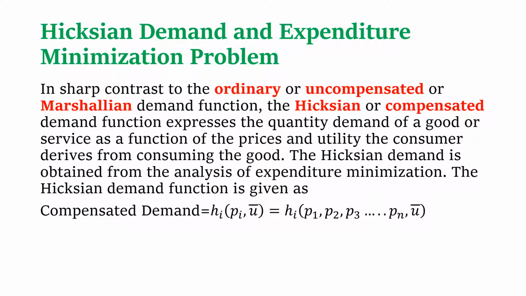So as a result here, the compensated demand function, or the Hicksian demand function, is just expressed as what? Quantity as a function of the prices and the targeted utility, or the utility of the consumer. As you can see here, the Hicksian demand function is denoted as h_i(p, ū), which is equal to h_i(p1, ..., pn, ū), assuming that the consumer consumes only n commodities. Now ū here is the targeted utility.